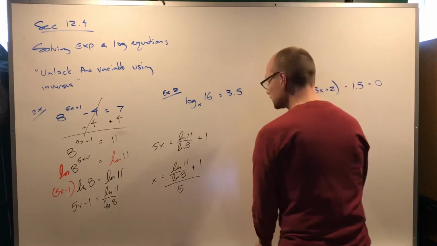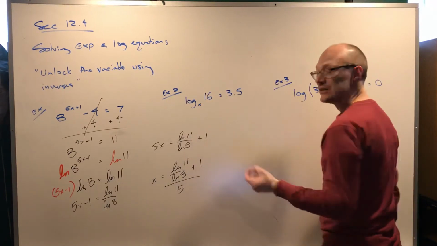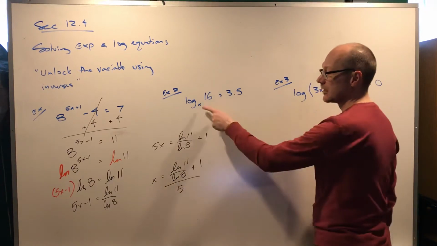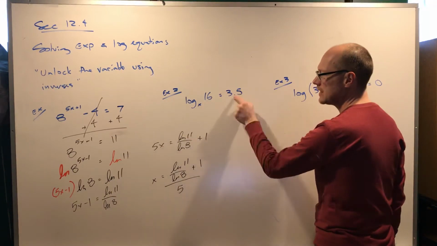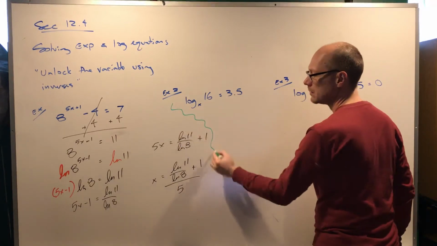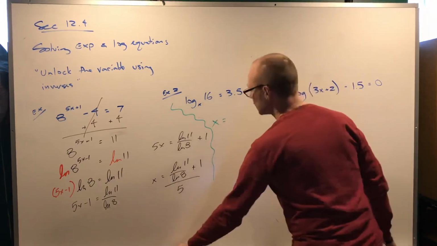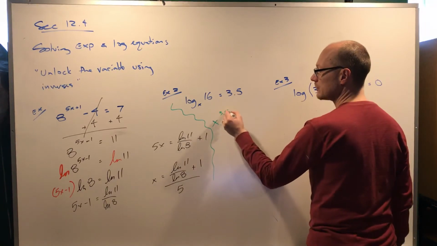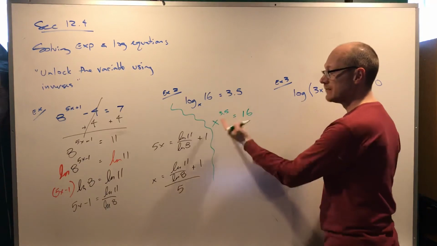Our second example, right here, again, I see that my variable is locked into my expression. Let's see if I can use the inverse to get it out of there. Doesn't this work with the base? The log equals the exponent. So this right here is actually x as the base raised to the 3.5 equals 16. Great, my variable is now by itself.